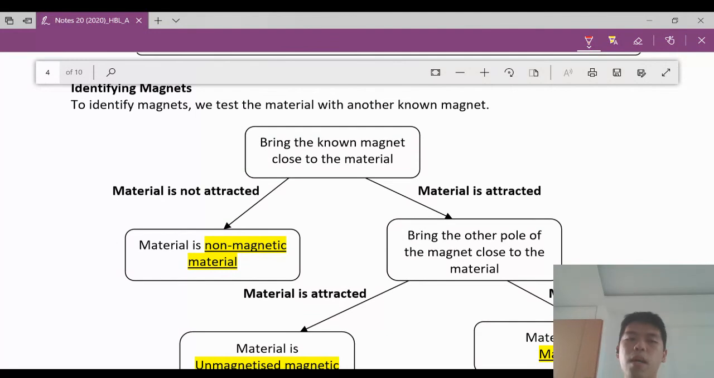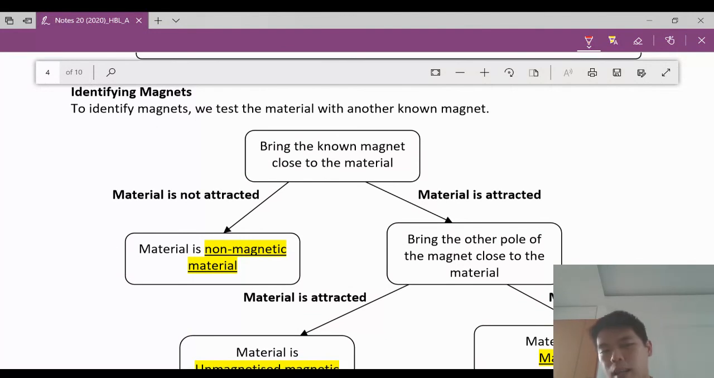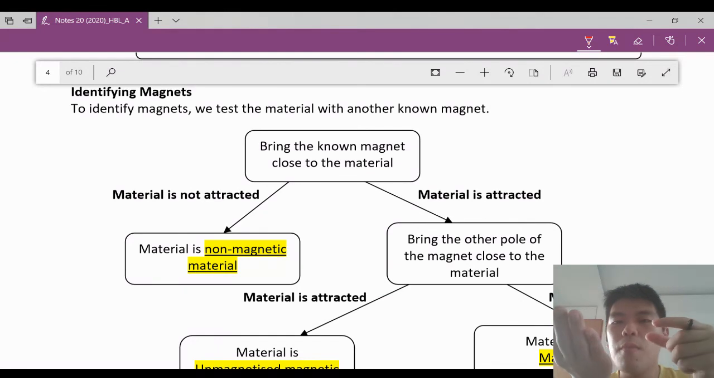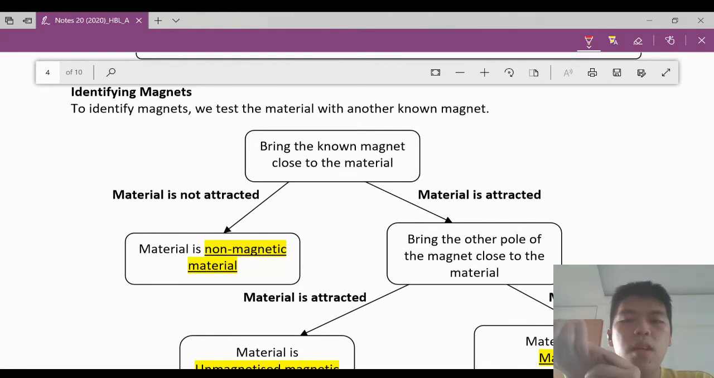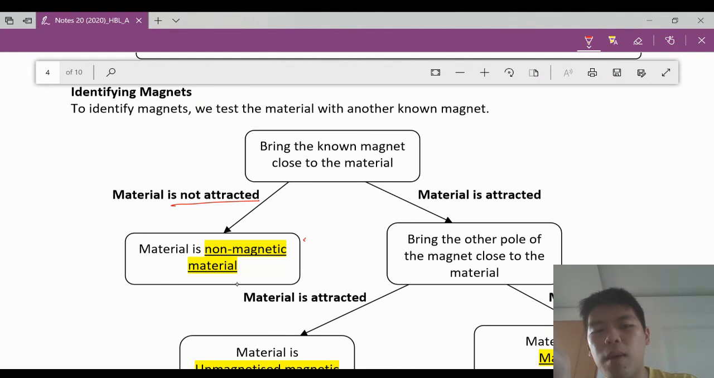Okay, so with that in mind, we are ready to identify magnets. Please take note that this is very important. Let's follow this flowchart. First, you bring a magnet close to a material that you want to test. Let's say you have material X, you bring the magnet close to it. Now, if this material is attracted, does it mean that it's a magnet? No. It just means that we have to continue testing. What happens if this material is not attracted? In this case, automatically it is a non-magnetic material. That's very clear cut.